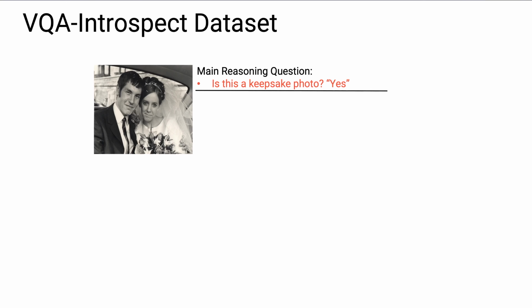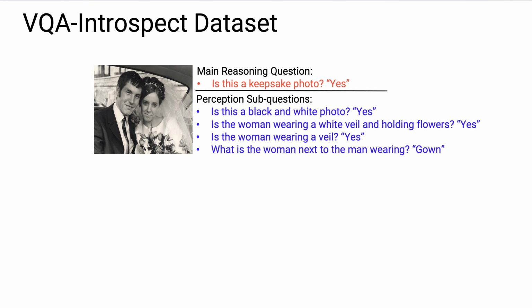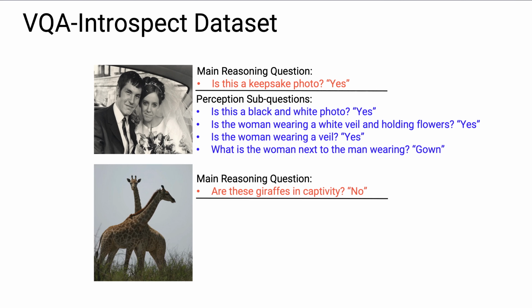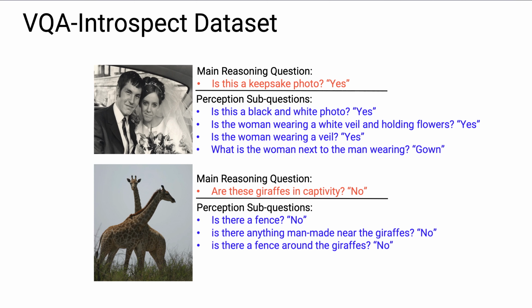For this image and the reasoning question, is this a keepsake photo? People ask about the black and white nature of the picture and the veil the woman is wearing. Similarly, for this image and the question, are these giraffes in captivity? People ask about the existence of the fence. VQA Introspect has about 200K sub-questions for 86K reasoning questions.